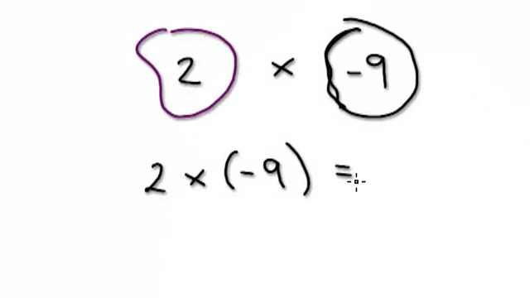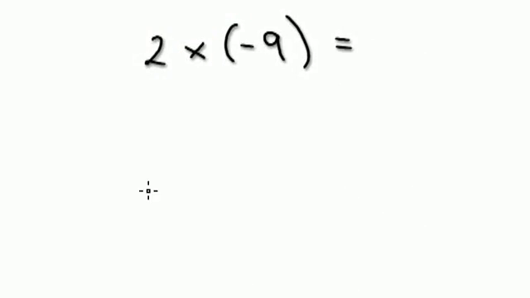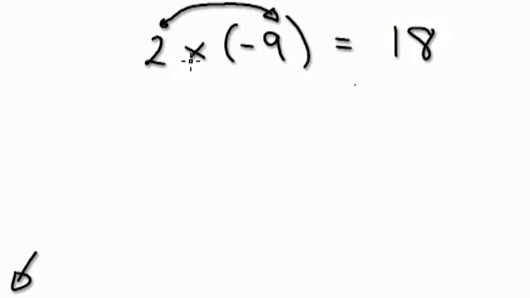A number times another number. Let's say 2 times minus 9. What is that? So it's basically 2 times minus 9. So press pause and have a go. So 2 times 9, just do the numbers normal. So that would be 18. 2 times 9 is 18. There's only one negative, so the answer would be a negative.